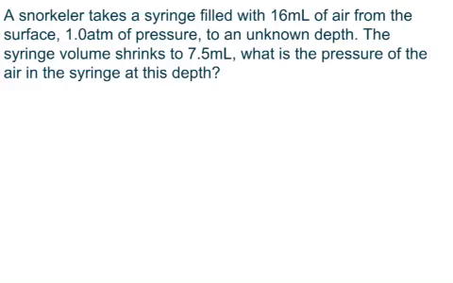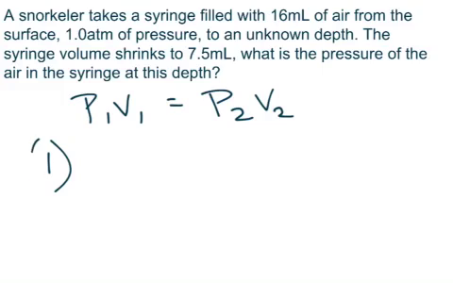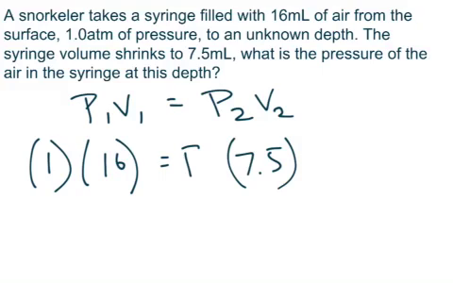Okay. So we have a syringe. It has 16 milliliters of air in it. It's 1 atmosphere of pressure. So there's no mention of temperature in this question at all, which means I'm just going to stick with P1 V1, P2 V2. This is just implying that temperature must stay essentially the same the entire time. So we start with 1 atmosphere and we have 16 milliliters. On the other side, it says we change the volume to 7.5. What is the new pressure? And that is how we set this question up.